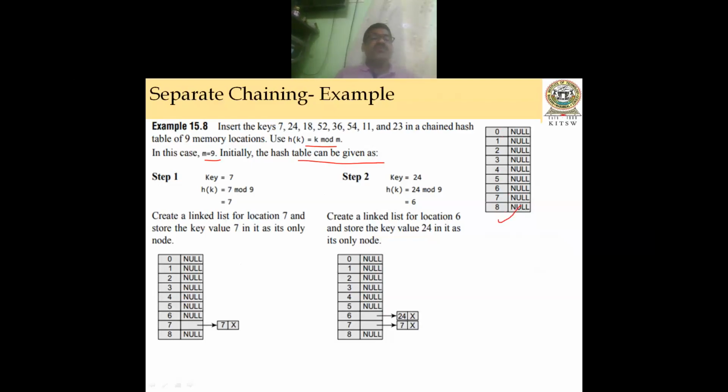Fine. So in step 1, key equal to 7 is the first key value you want to map into this hash table. You apply the hash function h of k equal to k mod 9, which gives 7. So create a linked list for location 7 and store the key value 7 in it, as it only has this particular node.